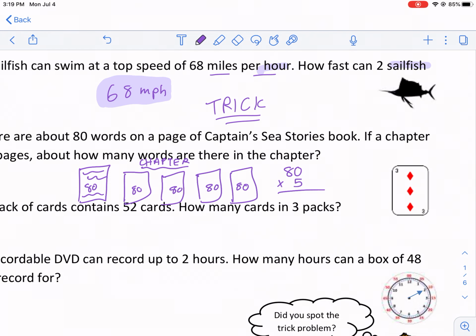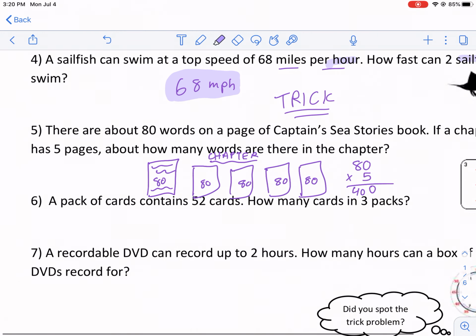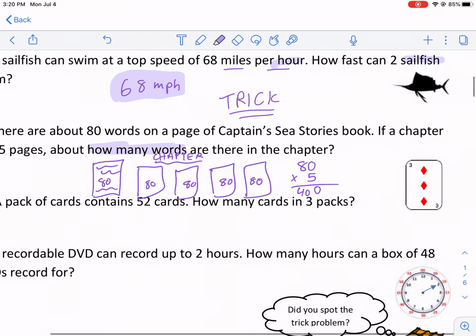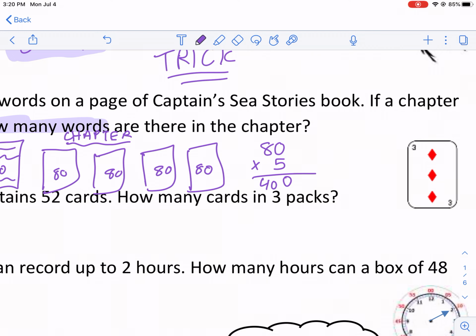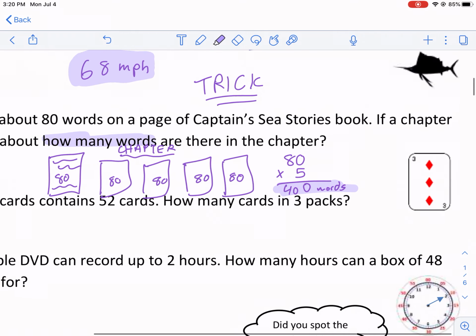Well, I can either do a standard algorithm. That's one way to do it. And then I get 400. Or I can just do 8 times 5 is 40 and add the 0. Either way, you get 400, but what do you get? You get 400. Don't say pages. It's asking how many words. So be careful. Make sure you're answering the question, not putting 400 pages in one chapter. That's ridiculous. That'd be the longest chapter ever. So 400 words per chapter.